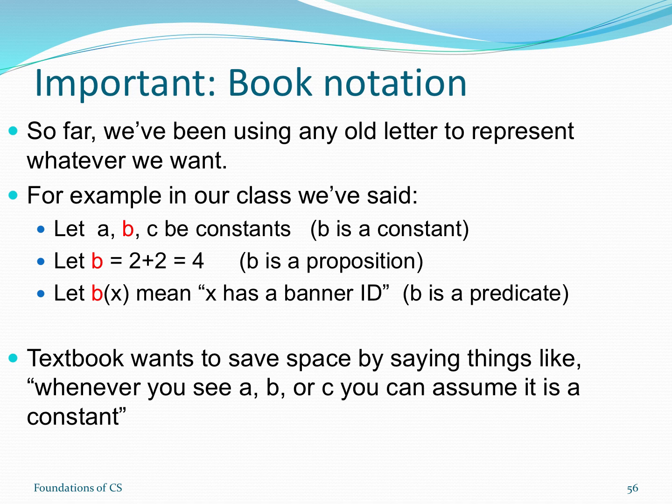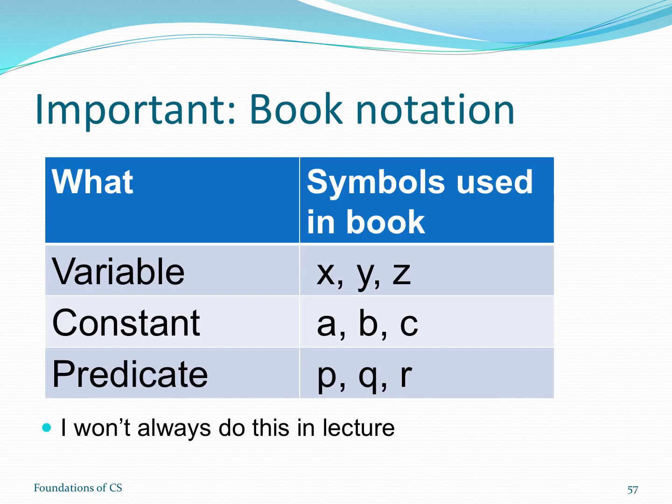Just a quick heads up about the textbook. In class, I've been using any old letter to represent any old thing. So I've used B as a constant or a proposition or as a predicate. And the textbook, when you read it, wants to save space by saying that if you see A, B, or C, it's always going to be a constant. All right, fine. You just need to know that when you read the book. So here's the summary of book notation. They always use X, Y, and Z to be variables. They always use A, B, and C to be constants. They always use P, Q, and R to be predicates. And to be honest, it's good practice. Nothing wrong with it.